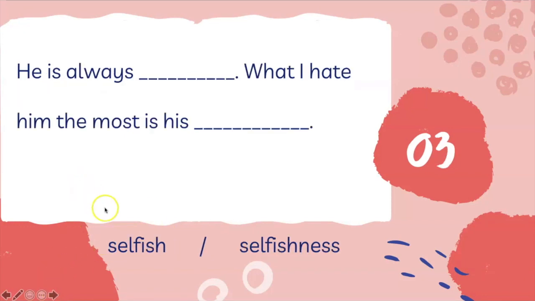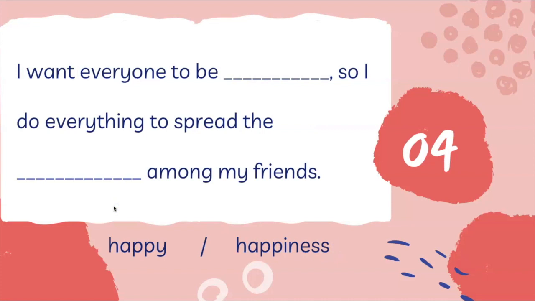Next one. He is always... What I hate him the most is his selfish or selfishness. So which one should you use? Number 4. I want everyone to be blank. So I do everything to spread the blank among my friends. Which blank should I fill in with happy, and which blank should I fill in with happiness?